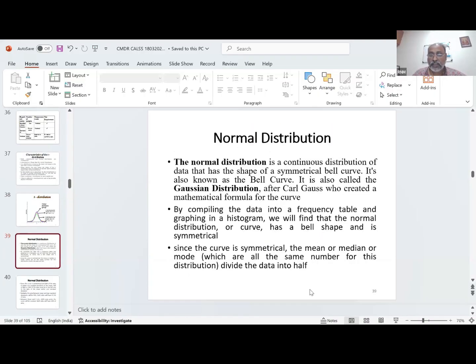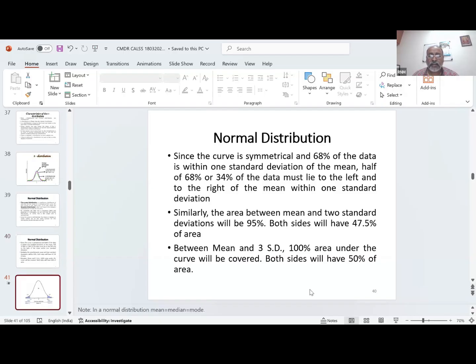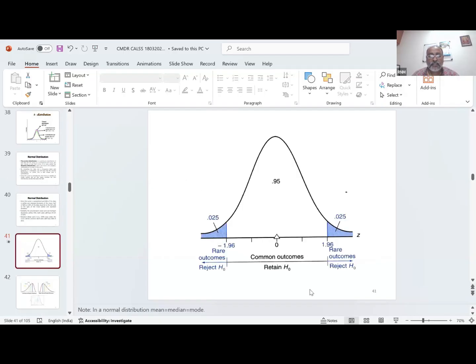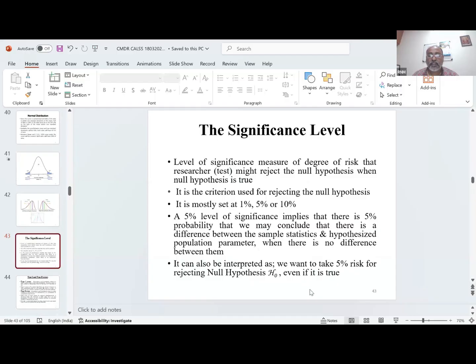Now let's come to slide 39. This is the normal distribution. Already we have talked about how a symmetrical curve will have almost 68% of the data within one standard deviation of the mean. This is mean minus one. These are the properties which you can go through later. This is the graphical presentation of a perfect normal distribution, and these are the skewed distributions as we talked about earlier.